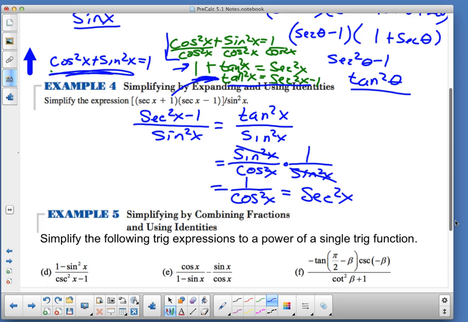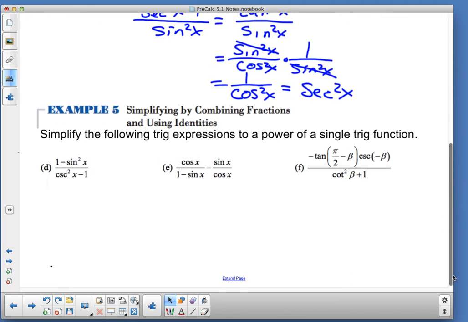Now, in the next one, we're going to be looking at a couple combinations here, and we're going to be done with our first day. Now, simplifying by combining fractions and using identities. Simplify the following trig expressions to a power of a single trig function. These seem to be overwhelming, but just take them one thing at a time. Think about how you're going to get this done. And again, I'm thinking about those Pythagorean identities, and I want to make sure you refer back to them or have them written down.